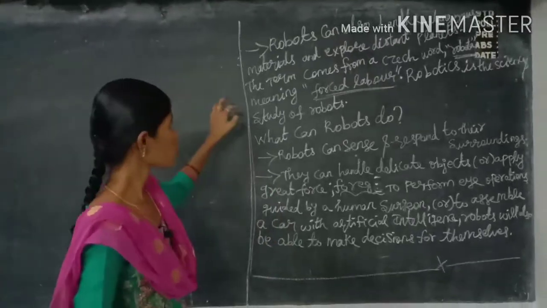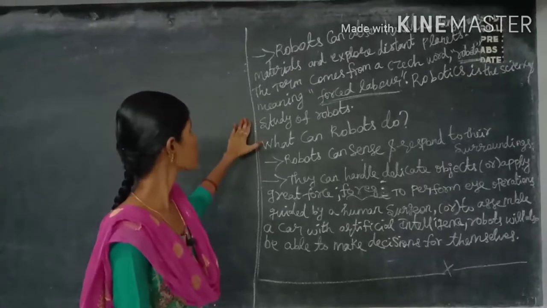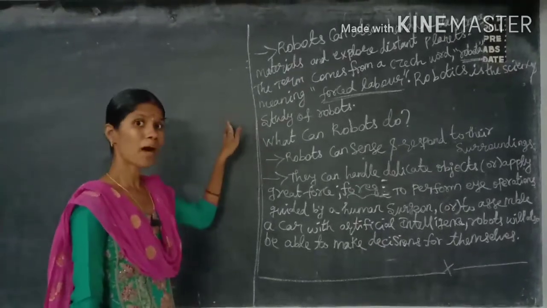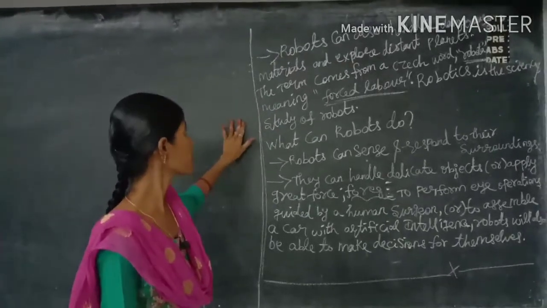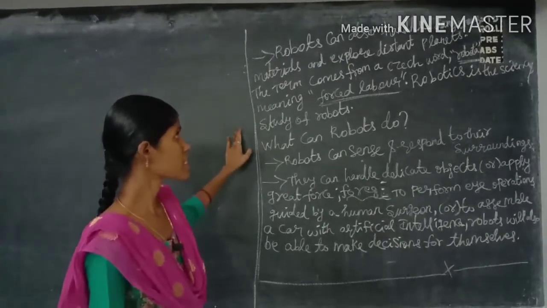So the next one is robots can also handle dangerous materials like bomb diffusing. Robots do all of this. So it can also handle dangerous materials and explore distant planets.